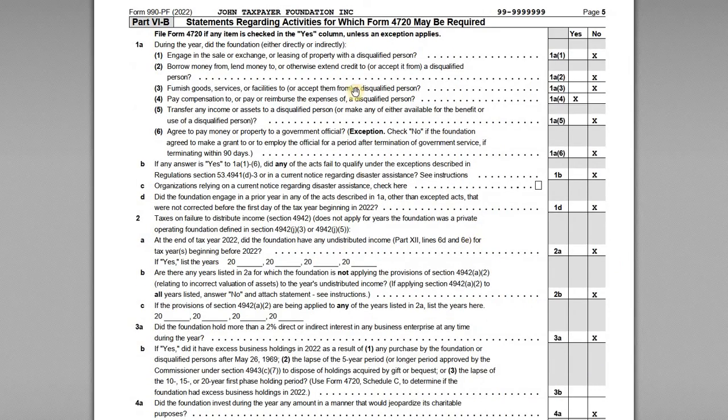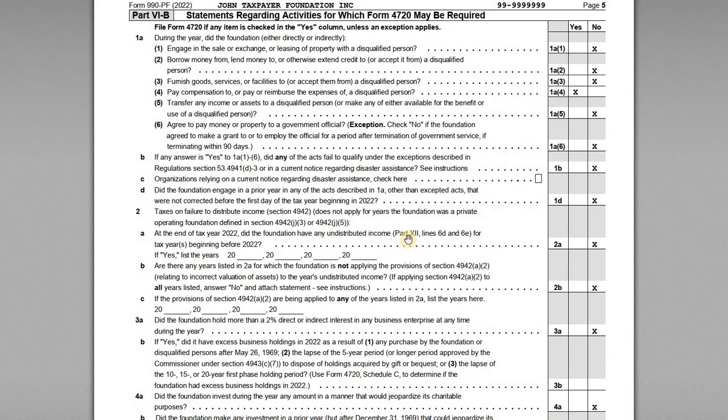Okay, so Part 6B, statements regarding activities for which Form 4720 may be required. This section is where we dip into almost more of the penalty section, depending on the activities of the foundation. So we're talking about things like self-dealing issues and excess business holdings. So question 1A, during the year, did the foundation either directly or indirectly engage in sales or exchanges with disqualified persons? Disqualified persons is quite a broad range of persons or companies, right?